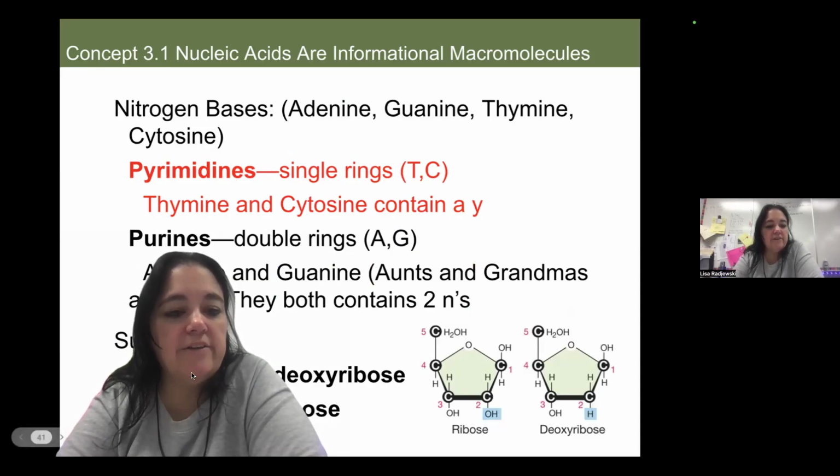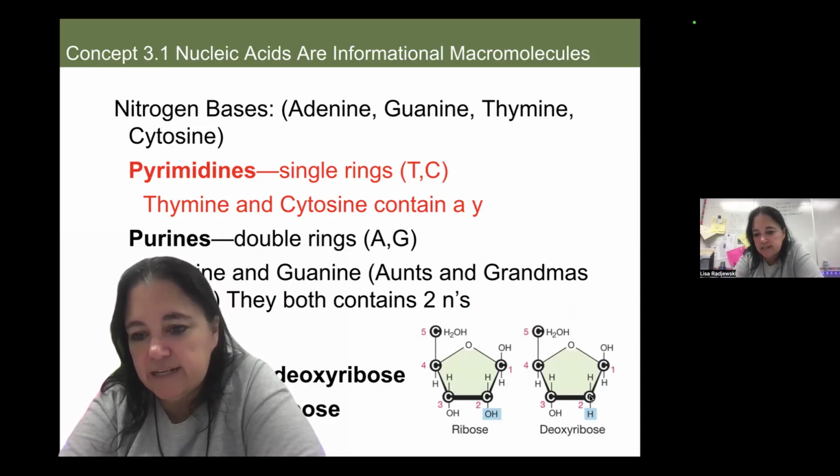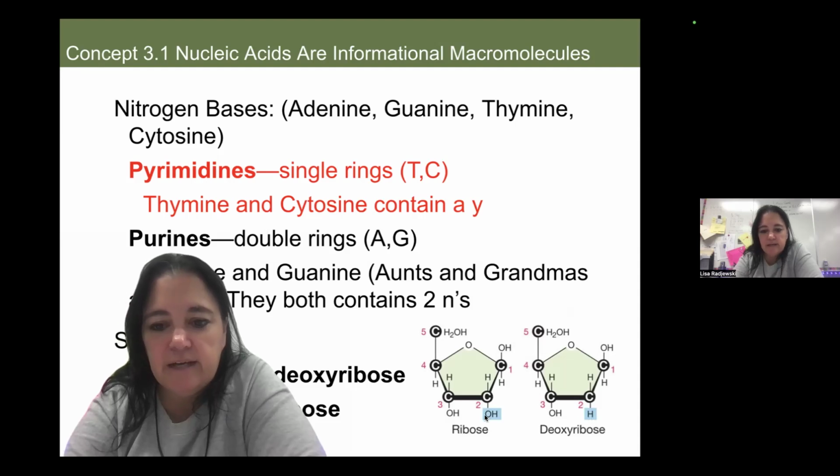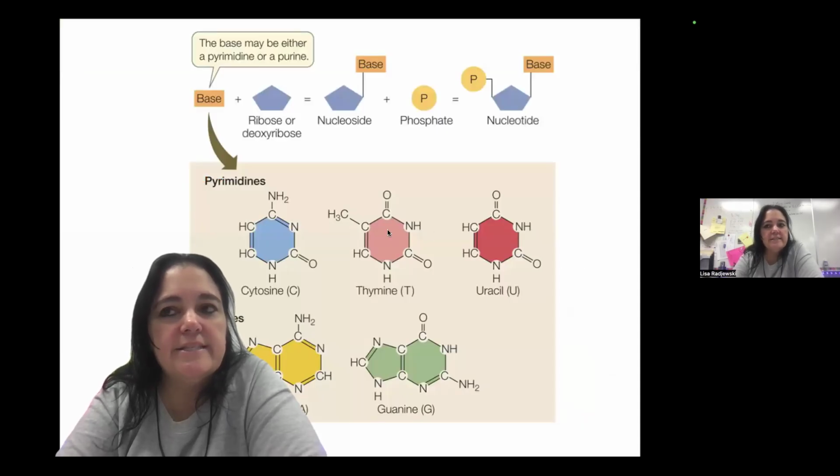And then here are the names of the sugars. So here's ribose. Ribose is going to be in RNA. And DNA has deoxyribose. You can see that the difference in the sugars isn't much. You can see on carbon 2 that it's just an H on deoxyribose, and the ribose actually has that hydroxyl group.